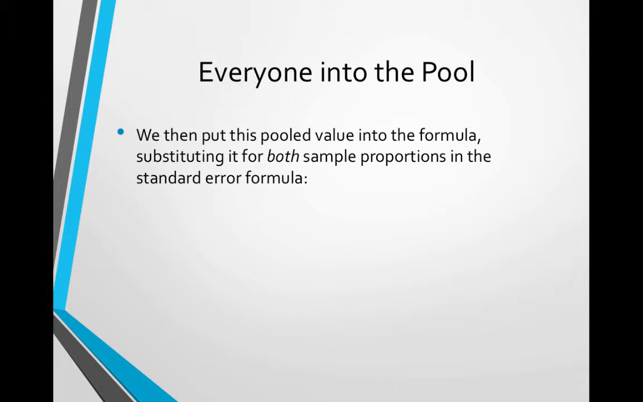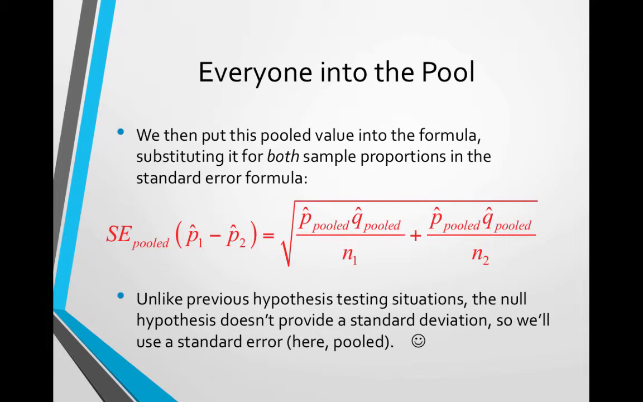When we put this pooled value into the formula, substituting it for both sample proportions in the standard error formula, we end up with our standard error pooled, so we always state that it's a pooled standard error. It would be the square root of our p hat pooled times our q hat pooled divided by the sample size of our first group, plus p hat pooled times q hat pooled divided by the sample size from our second group. So we still have two groups and we have to add them together, but we use the pooled value because we are assuming that there's no difference between the two groups, and if there's no difference, they have the same proportion. So the proportion between the two groups should be the same, which is why we pool them together. However, they still are coming from two different groups, so we may have two different sample sizes, so we have to take that into account.